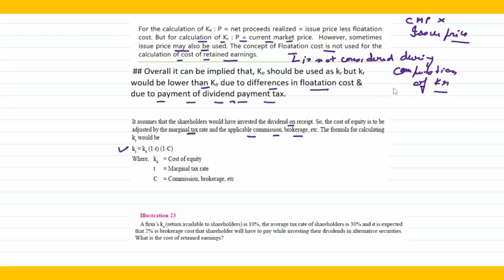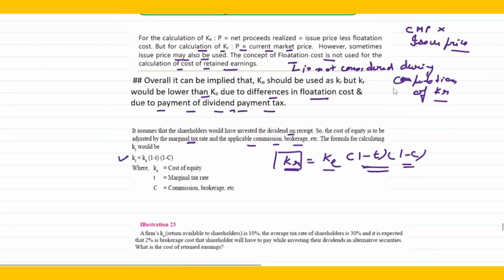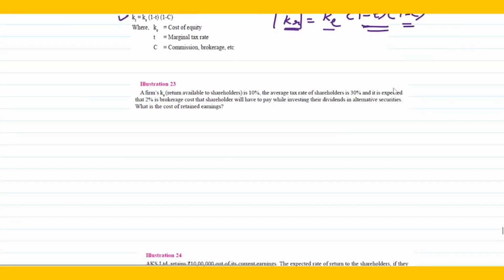So technically speaking, the formula for KR is what? It is KE, that is the cost of equity capital, into 1 minus the tax rate that you have, and 1 minus the commission or brokerage that you have. So this is the formula for KR. This applies in case the question gives you cost of equity, tax rate as well as the commission. Otherwise, if the question simply gives you data similar to what we used to compute the cost of equity, in that case you can compute KR in the same way as we used to compute it for equity, right? Okay, let's go directly to the questions.